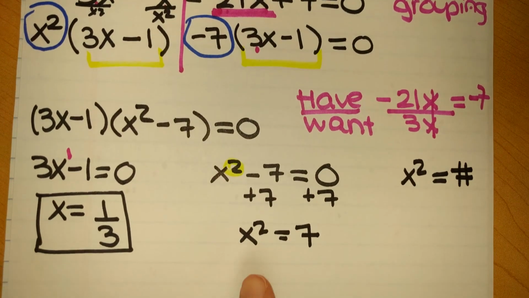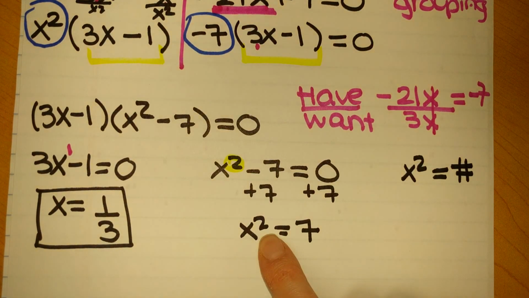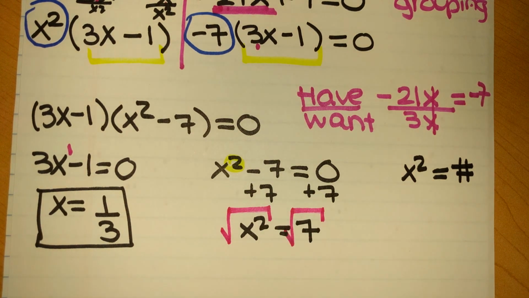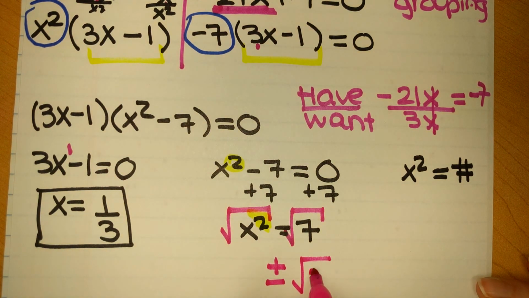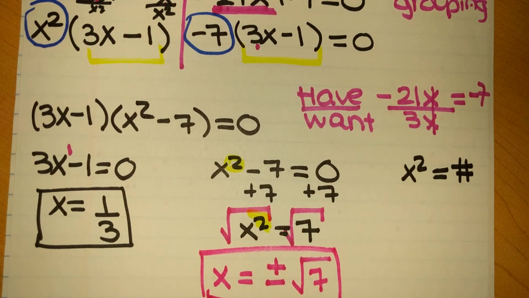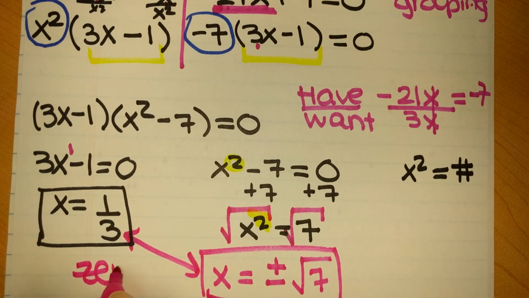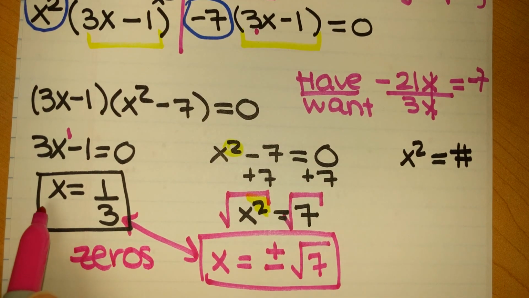Then I have x squared is equal to 7. To undo that 2 power, I'll have to take the square root. And remember that this 2 power means that we have 2 answers. If I just take the square root, I only have 1 answer. So to get the 2 answers, I add plus or minus square root of 7. And that gives us 2 answers from the x squared equation. So these are my zeros. This is my solution, or the zeros of the function: x is equal to 1/3 and plus or minus square root of 7.